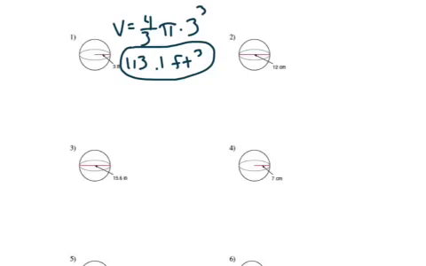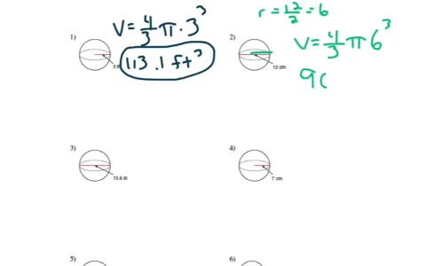Number 2, be careful because I give you the diameter. So for your first step, find your radius, or your halfway mark. My radius would be 12 divided by 2, which is 6. If I plug in V equals 4/3 times pi times my radius, which is 6 to the third power, I would get roughly 904.8 cubic centimeters.